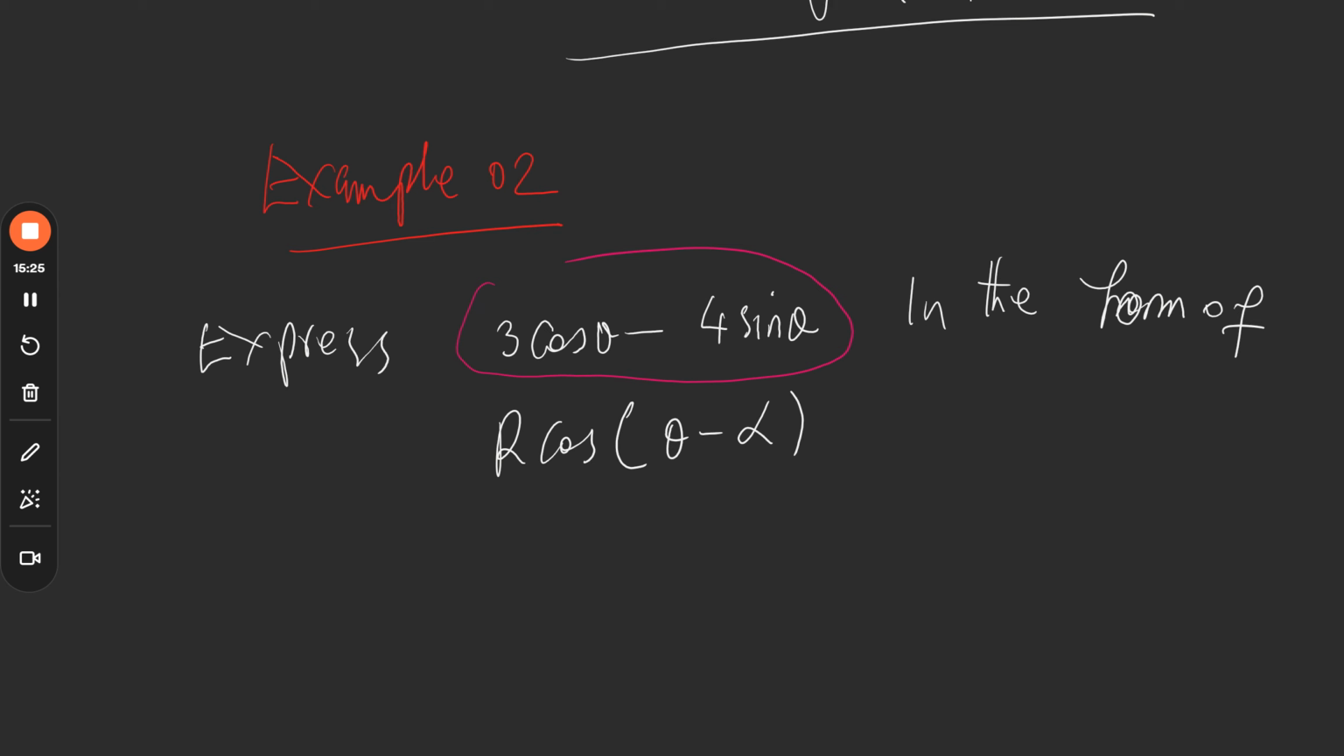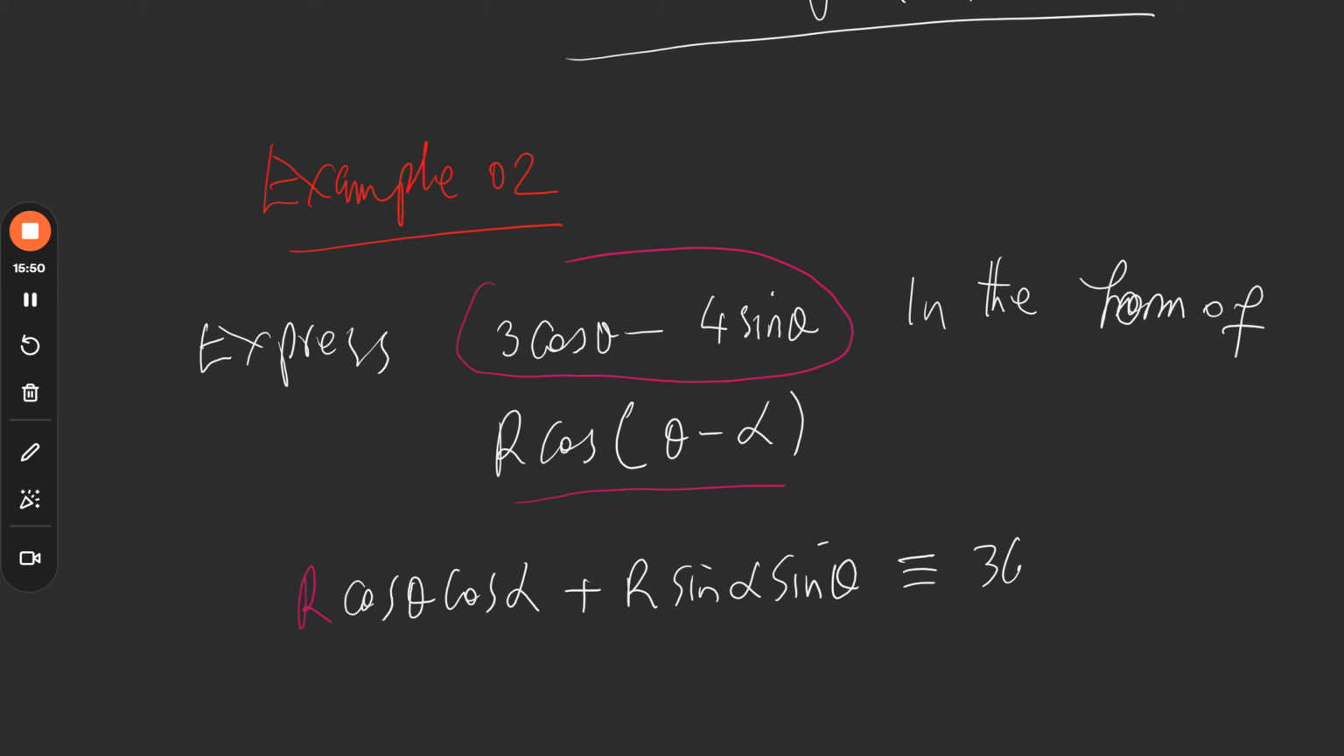So simply we are going to expand this, and the expansion we are going to do, I'll be taking r cosine theta cosine alpha plus r sine alpha sine theta. I'll compare this with 3 cosine theta minus 4 sine theta.